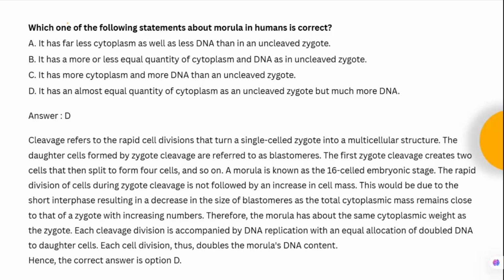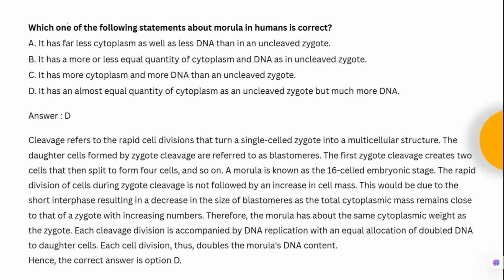The answer is D, it is also given here. It has an equal quantity of cytoplasm as an uncleaved zygote, but much more DNA. That is the difference. So very minute reading is required for solving these SBAs. The information is relatively easy, but these minor things you need to read very carefully.